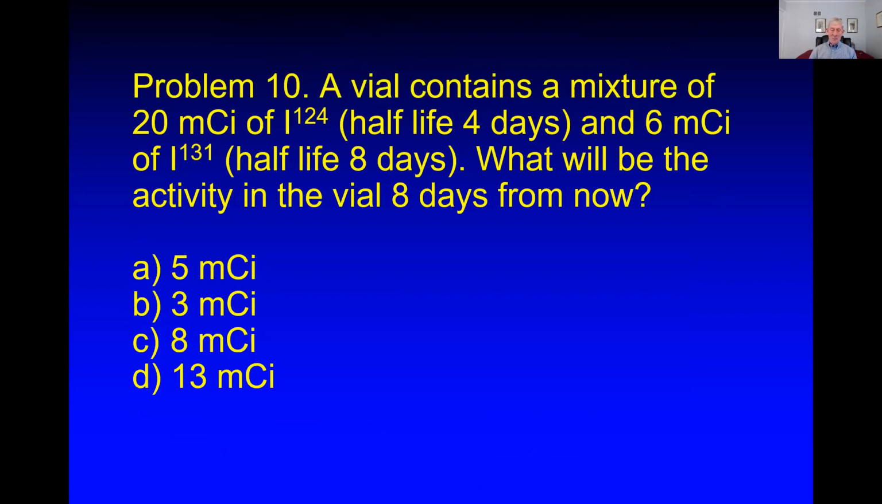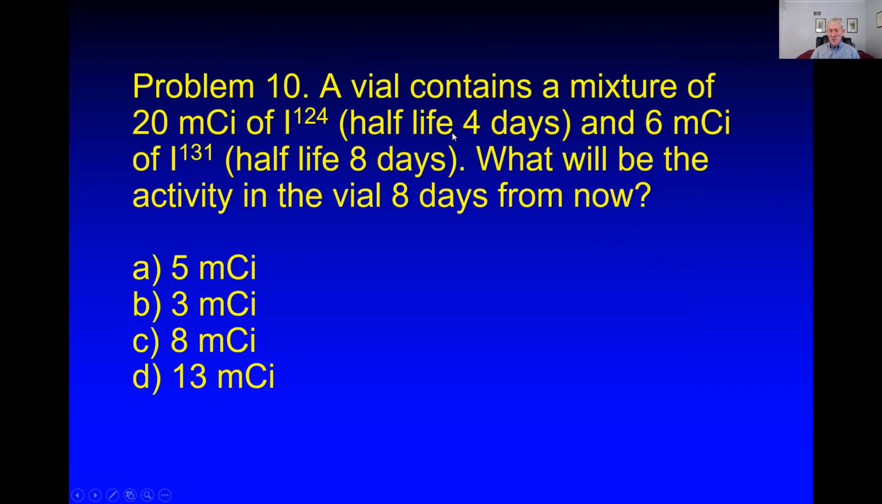A vial contains a mixture of 20 millicuries of I-124. Half-life is 4 days. And it contains 6 millicuries of I-131. Half-life is 8 days. What will be the activity in the vial 8 days from now? Again, a recall from an old exam. You do not need a calculator for this. You could use one, but you don't need it.